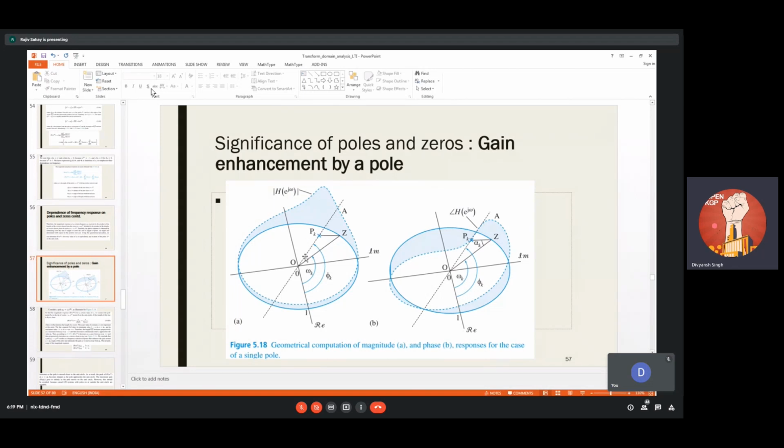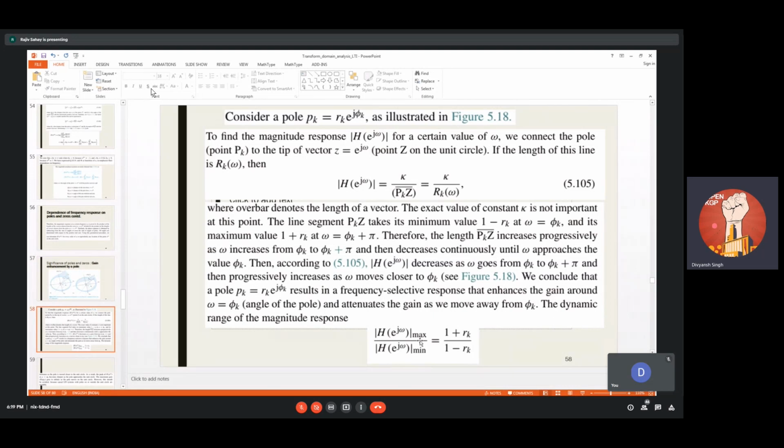So this pole can be located anywhere along this line inside the unit circle. Okay. So it cannot go beyond this because then the filter will become unstable. So anything on this line is acceptable. So where is RK? Is it closer to the origin or closer to the unit circle? So this factor, gain, the dynamic range of the magnitude response is a function of RK.